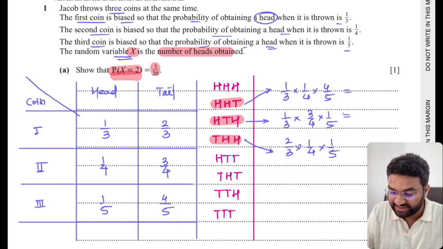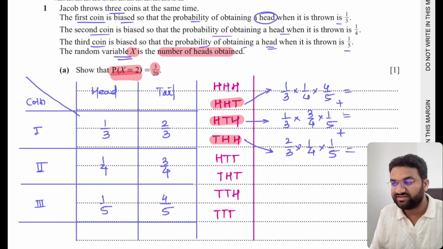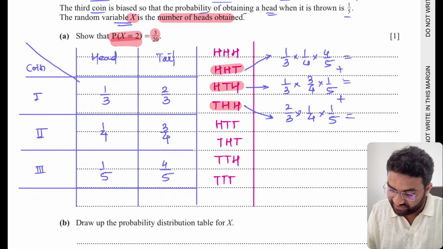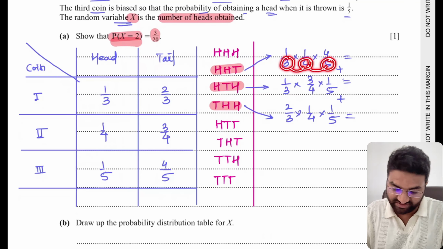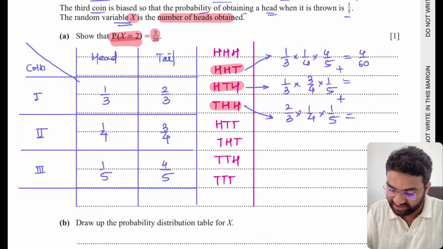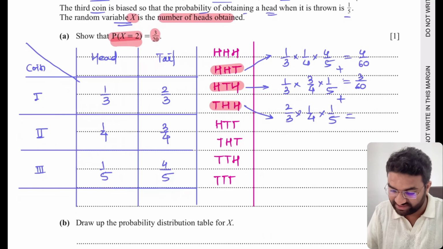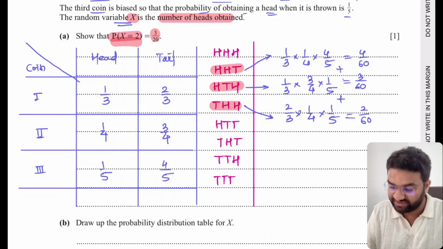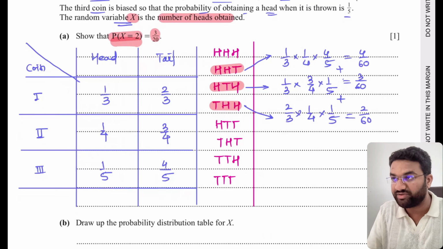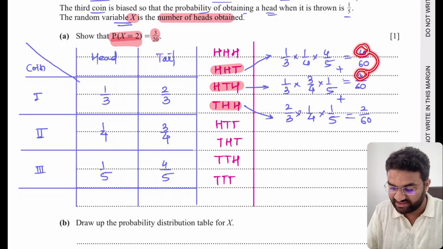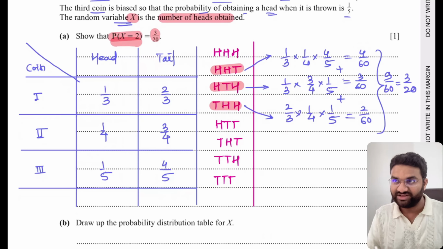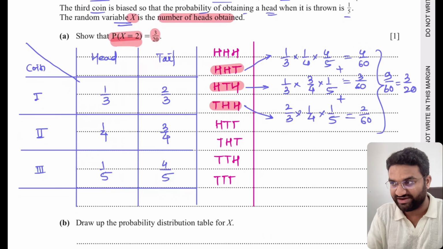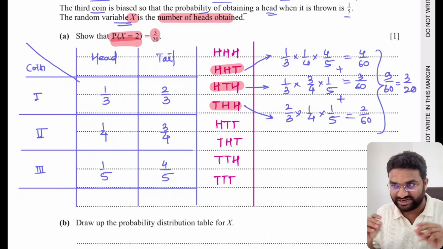Now multiply them and add them. What multiplication do we get here? For the denominator, 3 times 4 is 12, 12 times 5 is 60. So 4/60 for the first case, 3/60 for the second case, and 2/60 for the third case. If you add just the numerators, because the denominator is the same, 4 plus 3 is 7, 7 plus 2 is 9. So it's 9/60, which means 3/20. That's the simplified form, and that is what we had to show. I hope you understood this explanation completely.